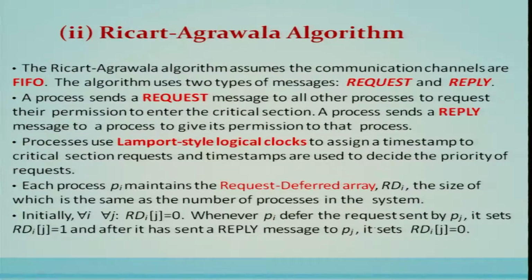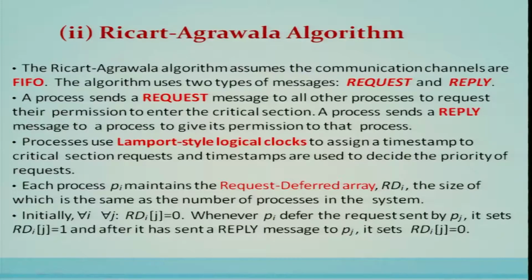The process sends a request message to all other processes to request their permission to enter the critical section. A process sends a reply message to a process to give its permission to that particular process. Processes use Lamport style logical clocks to assign the timestamp to the critical section request, and timestamps are used to decide the priority of the request.